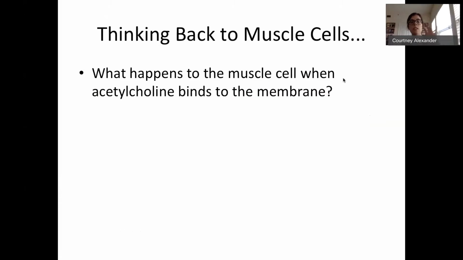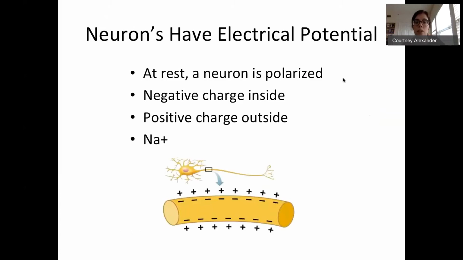The electrical signaling that happens on neurons is similar. So like muscles, neurons have a polarization to them. They have an electrical potential. And what that means is that there is a separation of charge. The inside of our neurons is negative, and the outside is more positive. Keep in mind, sodium is positive. It's mainly on the outside of that membrane, and it drives this membrane potential, or the difference in charge across the membrane.